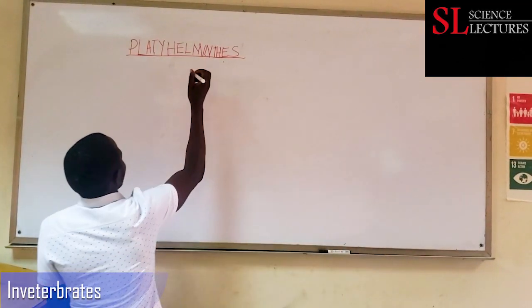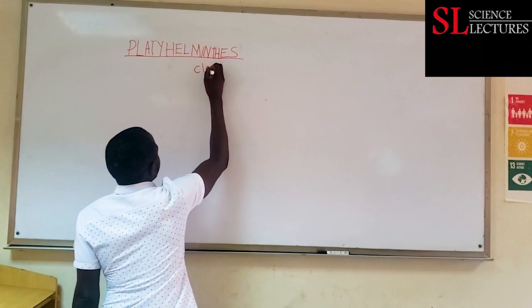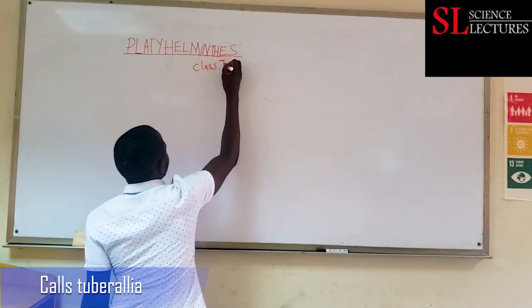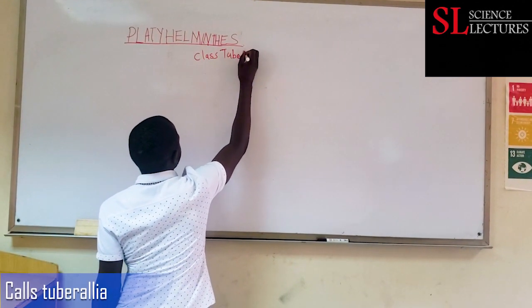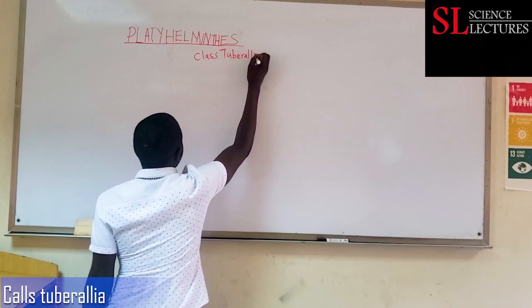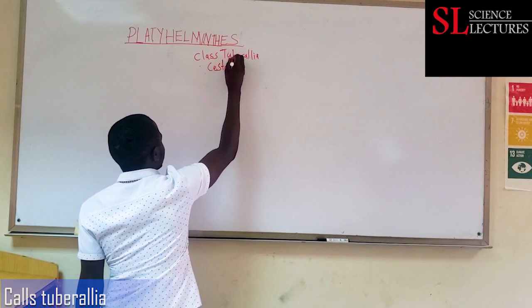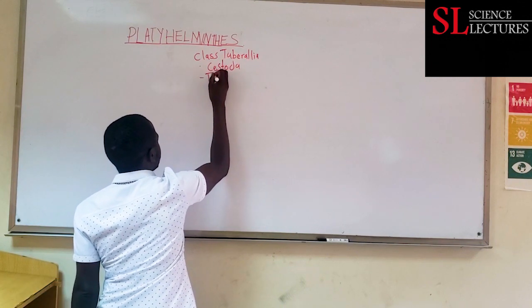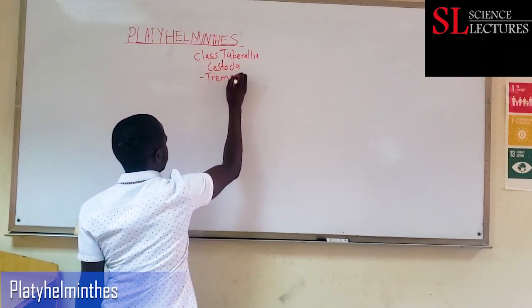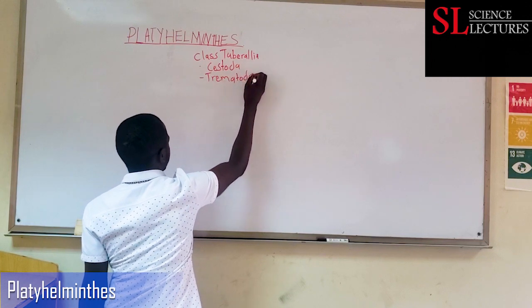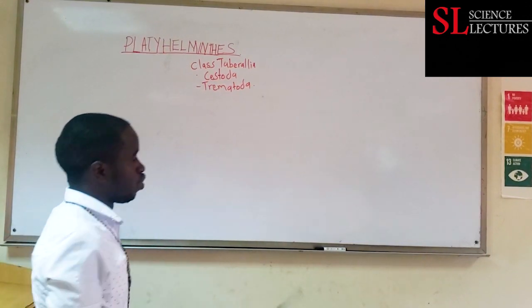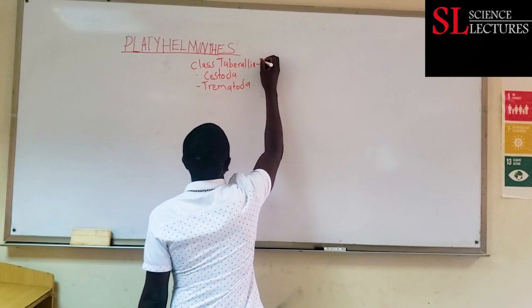Now we look at the classes of phylum Platyhelminthes. Class number one is Turbellaria. This phylum has other classes called class Cestoda and class Trematoda. So let's begin with the turbellarians.